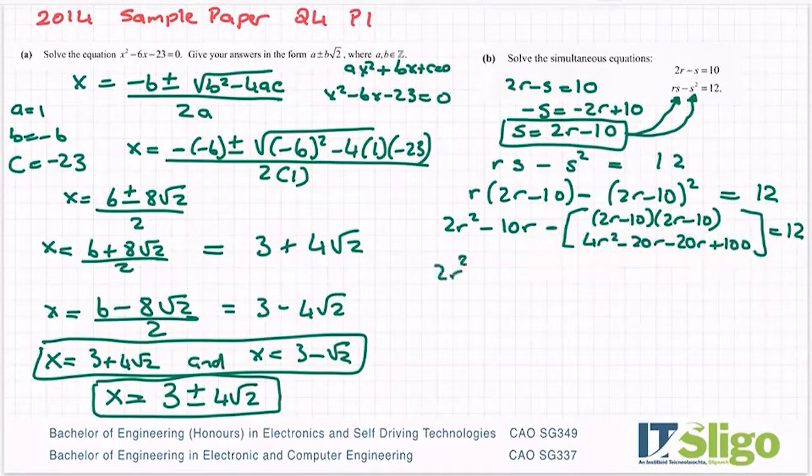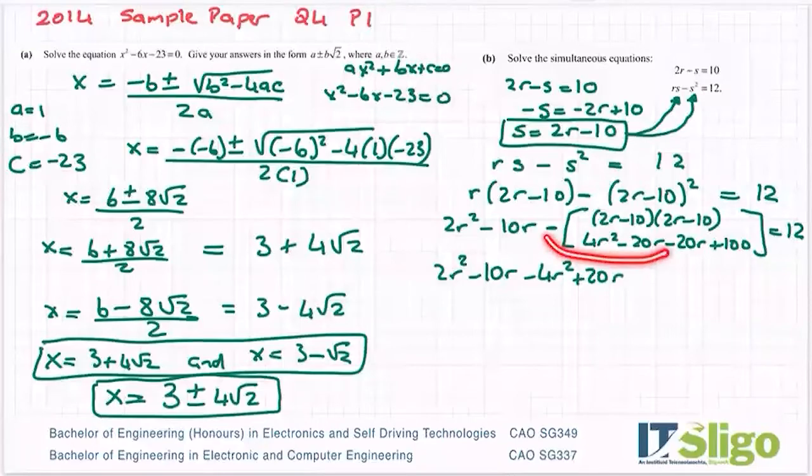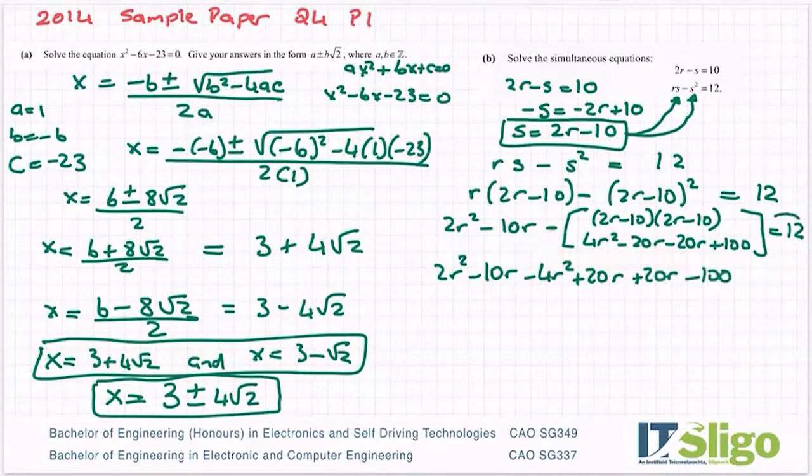Well, I'll have 2r squared minus 10r. And then I'll have minus 4r squared. It changes the signs of everything across. I'll have minus 20r, which is plus 20r. I'll have minus 20r again, which is another plus 20r. And then I'll have minus by the plus 100, which is minus 100. I'm going to bring that 12 over so that it becomes minus 12 equal to 0, because I can see a quadratic starting to form.